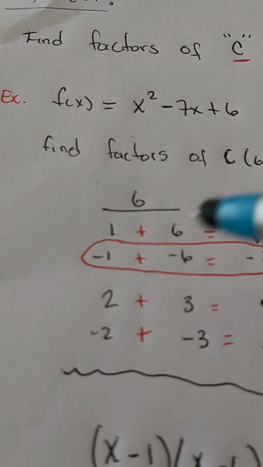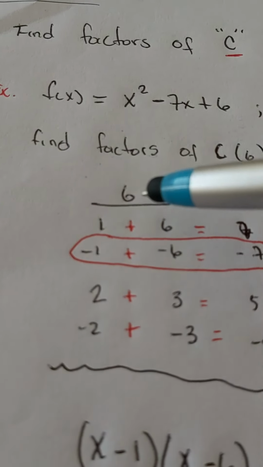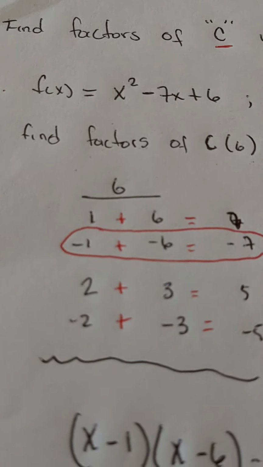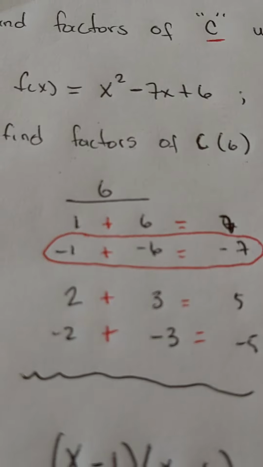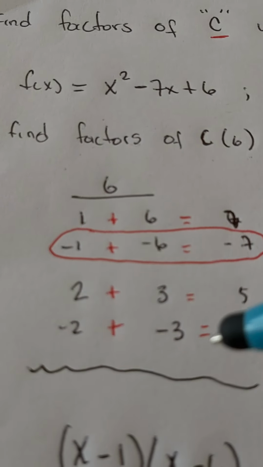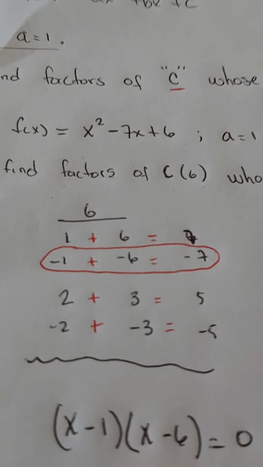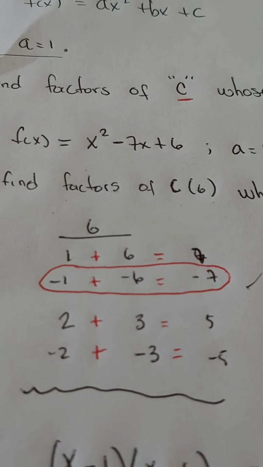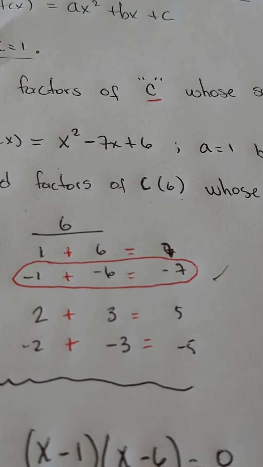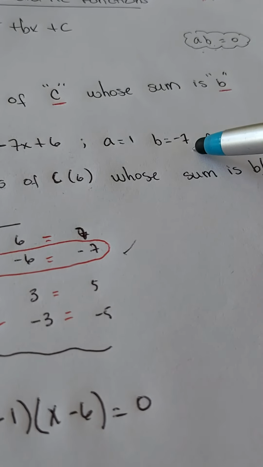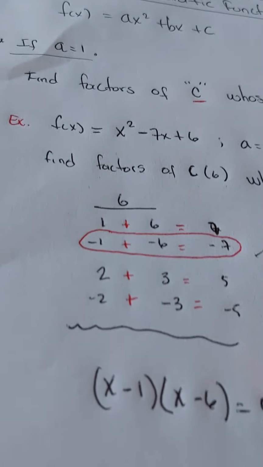Now, once we find the factors, let's add them. 1 plus 6, 7. -1 plus -6, -7. 2 plus 3, 5. -2 plus -3, -5. So which one is equal to b? The second one, right? Because -1 plus -6 equals -7. Remember, in this case, b was equal to -7. So what do we do next?